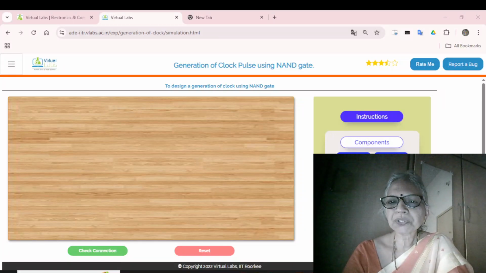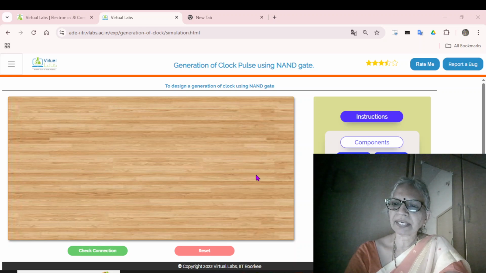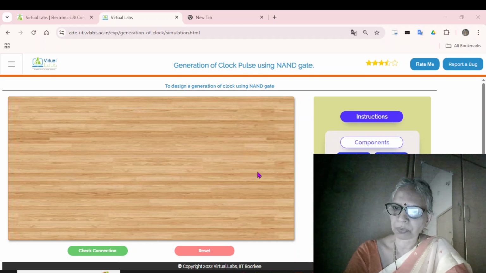Hello everyone, let me show you generation of a clock pulse using a NAND gate. A NAND gate, as we have seen in earlier videos, has two inputs and one output. Three pins are used out of the 14 pins. The 7th pin is ground, and the 14th pin is connected to a power supply of 5 volts.